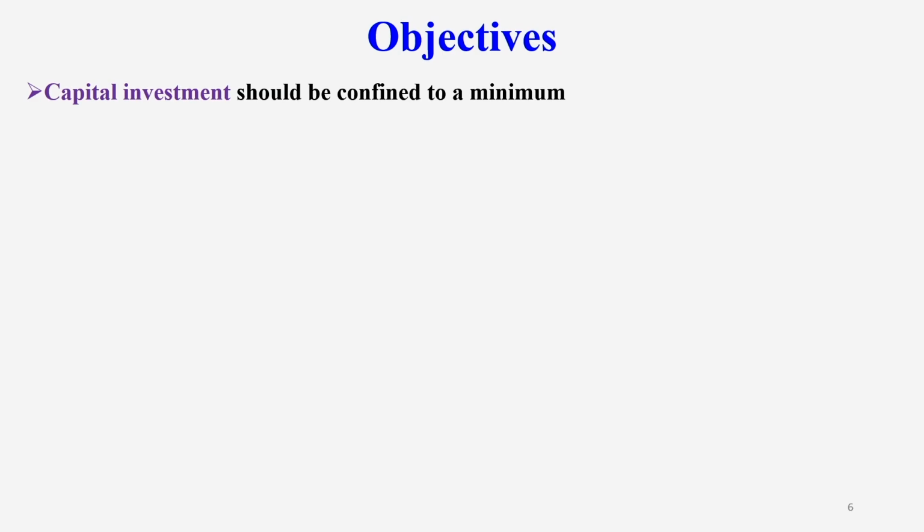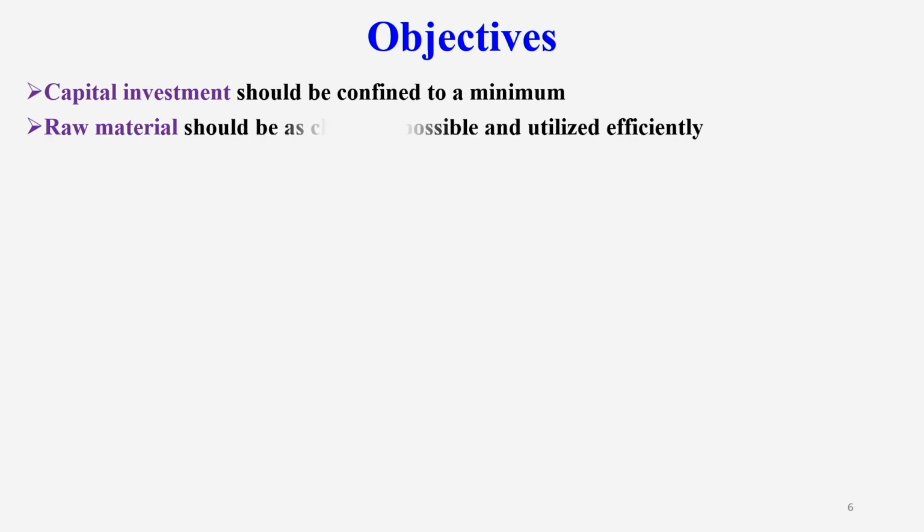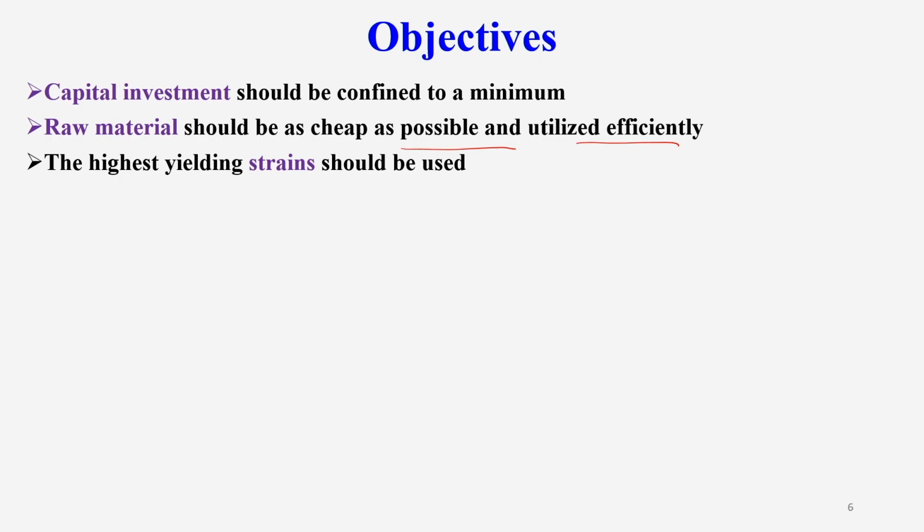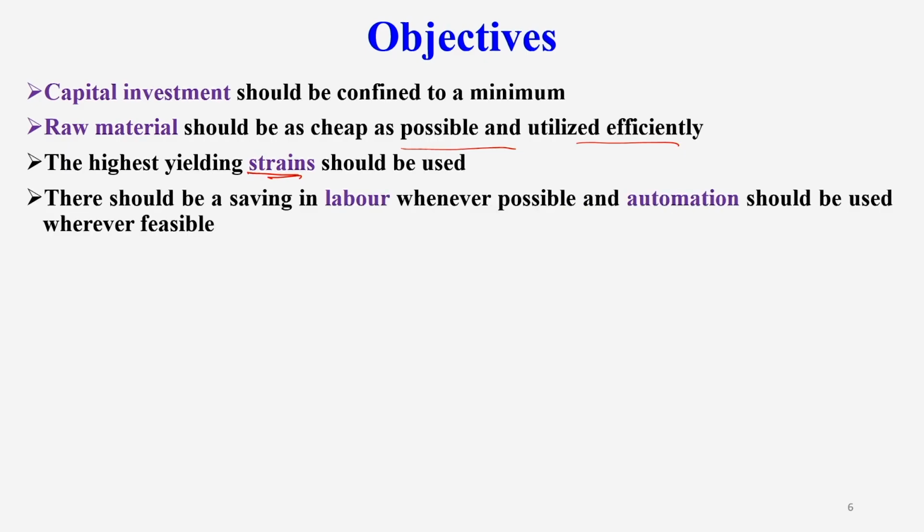First, the capital investment should be confined to a minimum. Second, the raw material should be as cheap as possible and it should be utilized efficiently. Third, the highest yielding strain should be used. So, the yield should be relatively higher, and there should be a saving in labor whenever possible.